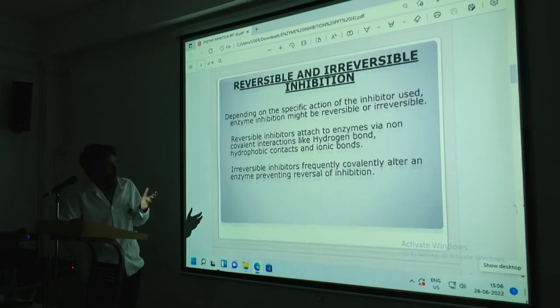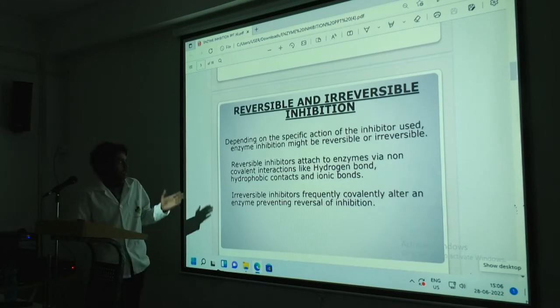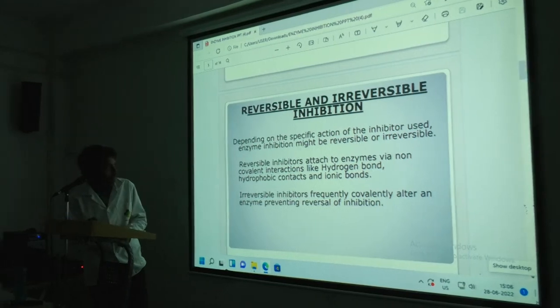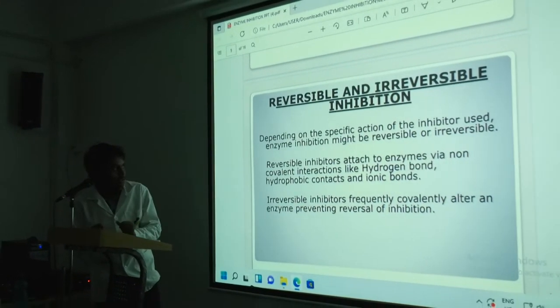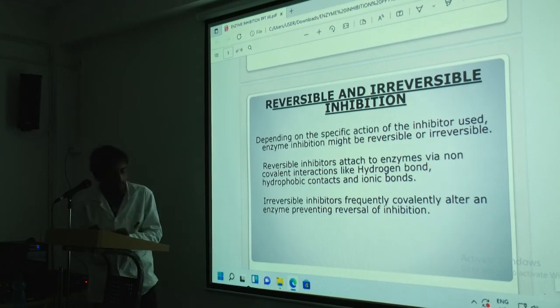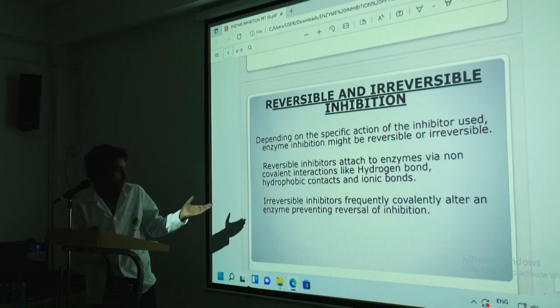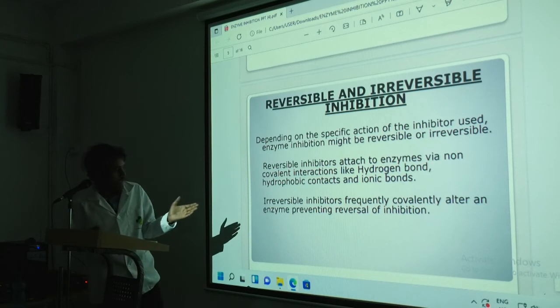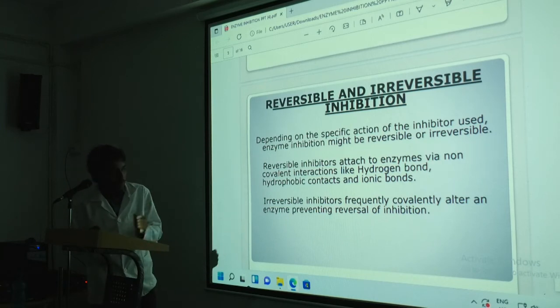What is reversible and irreversible inhibition? Depending on the specific action of the inhibitor used, enzyme inhibition might be reversible or irreversible. Reversible inhibitors attach to enzymes via non-covalent interactions like hydrogen bonds, ionic bonds, etc. Irreversible inhibitors frequently bind via covalent bonds, covalently altering an enzyme and preventing reversal of inhibition.